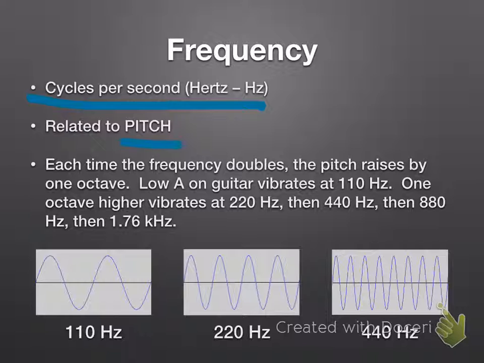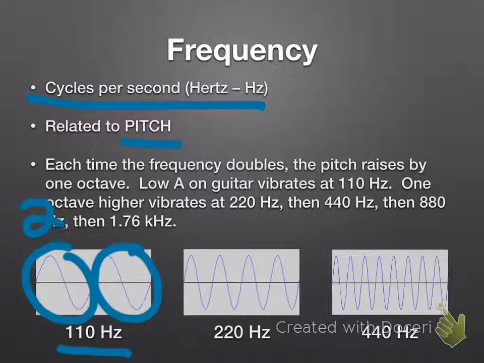So if we look at this sound wave that's at 110 hertz, we can see 2 cycles. 1, 2. So we have 2 different cycles in that. If we look at twice that frequency of 220 hertz, we can see 1, 2, 3, 4 cycles. If we look at the next, doubling again, we can see 8 cycles.